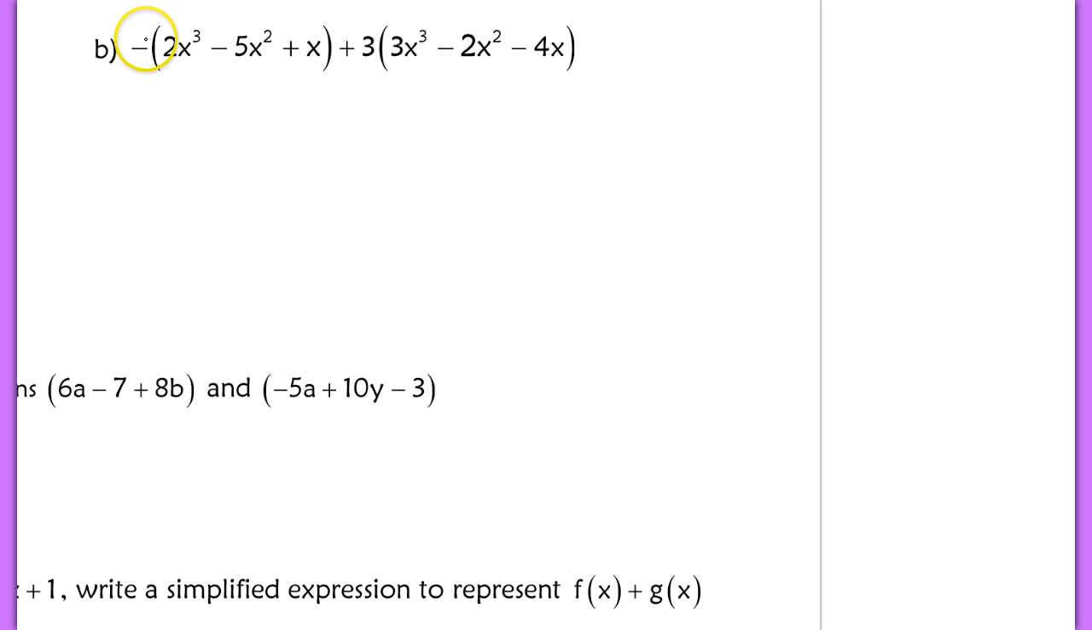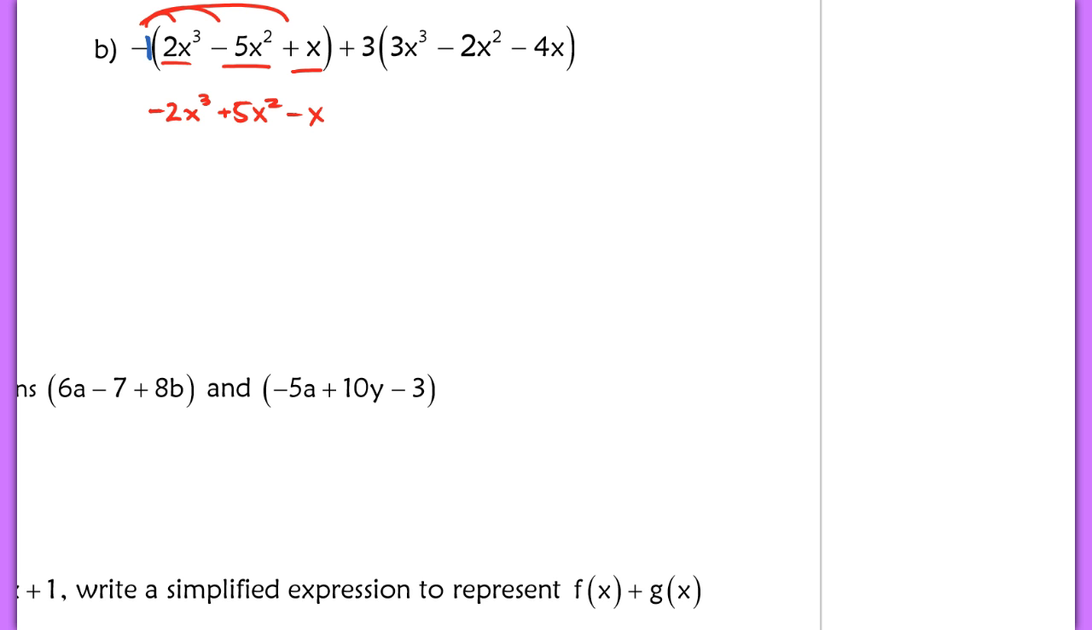Now in the first parenthesis, I have a negative 1 here. I'm going to distribute that negative 1 to each of those terms. Remember, it changes it to its opposite, so this 2x cubed becomes negative 2x cubed. This negative 5x squared becomes positive 5x squared. And this positive x becomes negative x.